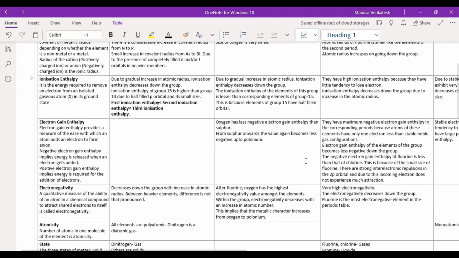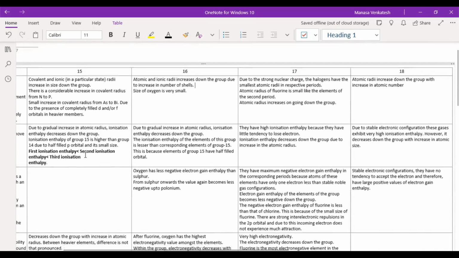Now, electron gain enthalpy, I'm sure you would have learned it last year. It basically gives us the measure to show how easy it is to add an electron and form an anion. So negative electron gain enthalpy means energy is released when an electron gets added, and positive electron gain enthalpy means energy is required for us to add the electrons. So negative gain enthalpy means that it's easy for us to add the electrons, basically.